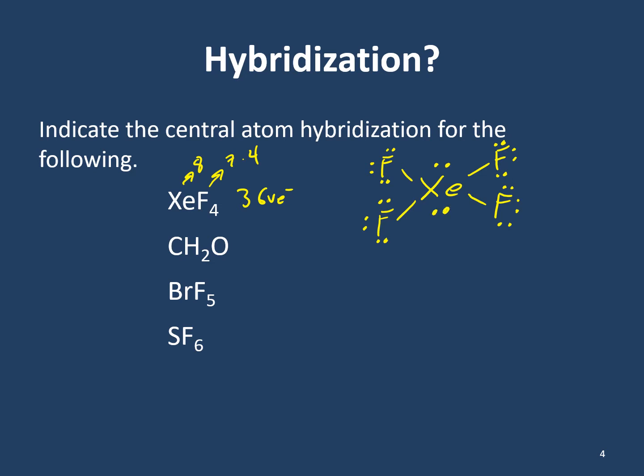This molecule has an electron group geometry of octahedral. How do I know that? Because it has 6 groups of electrons around the central atom. 1, 2, 3, 4, 5, 6 groups total. Means we're octahedral, which means our hybrid orbitals here are going to be sp3d2.